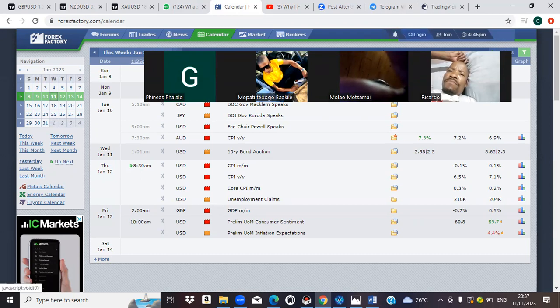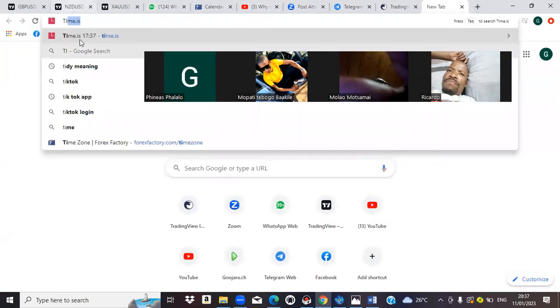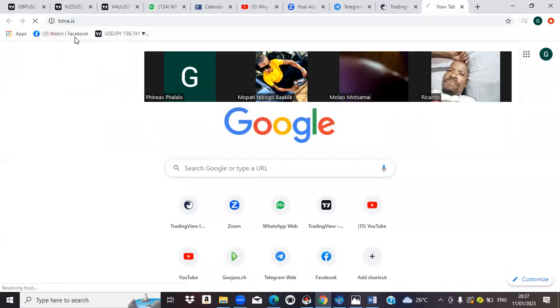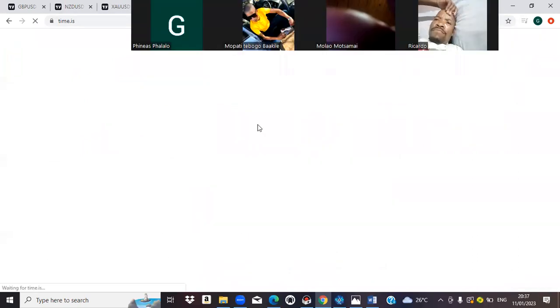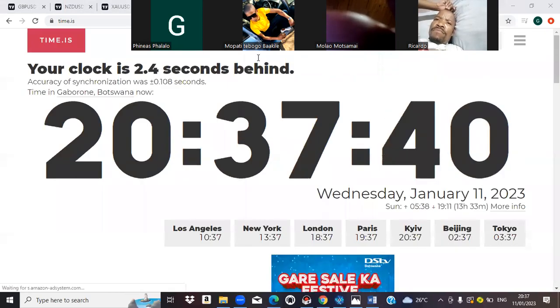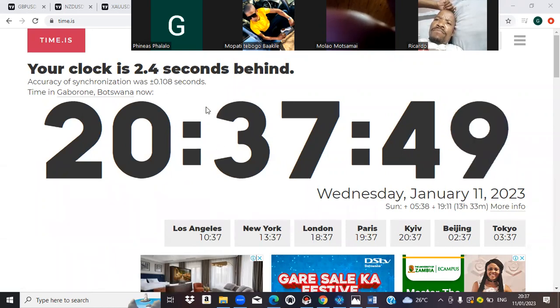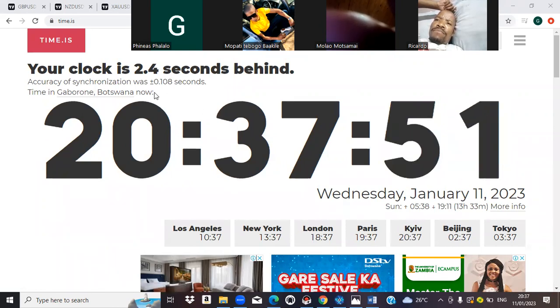So there's a tool you can use. Just search for Time.is. Imagine if we meet NFP for just 1 minute, how are you going to miss that spike? So you can use this tool, Time.is.